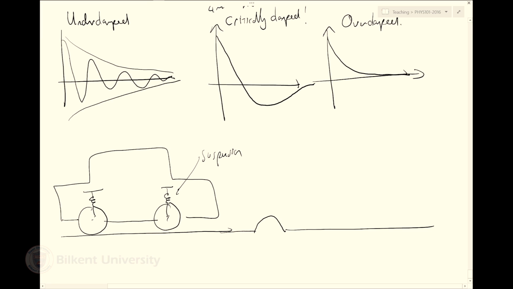Now, what kind of an oscillator should we use? Should we make it overdamped? What happens if I make it overdamped? Overdamped means there is no point in using a spring there. It's basically not going to oscillate. That's like putting a metal bar there that sort of kills the idea of the suspension. If you go over a speed bump, you feel it, all of it, in your body.